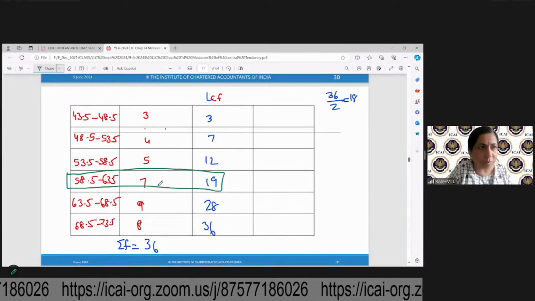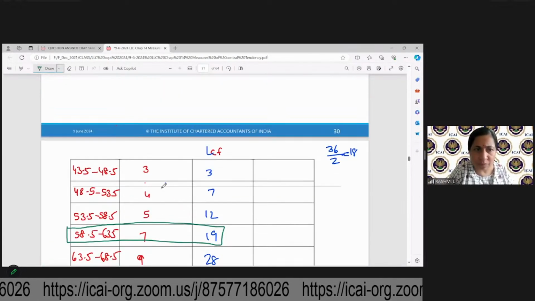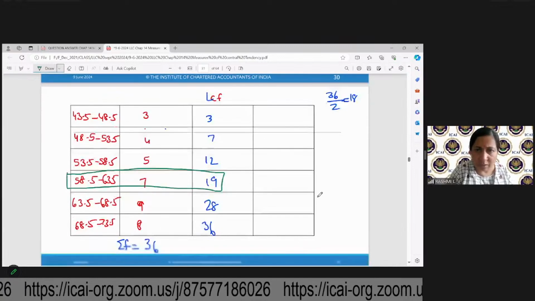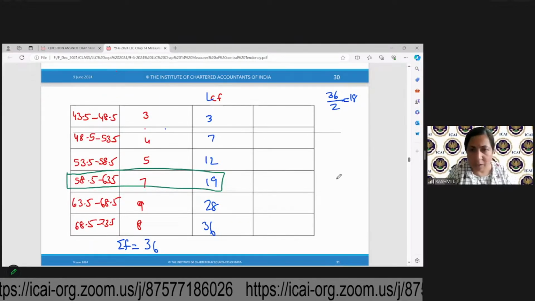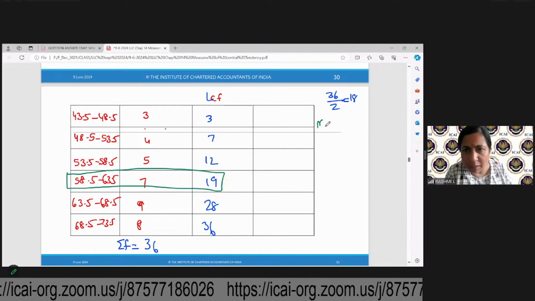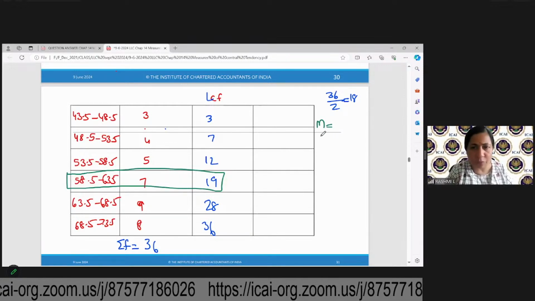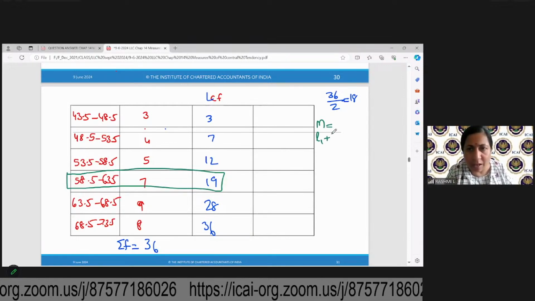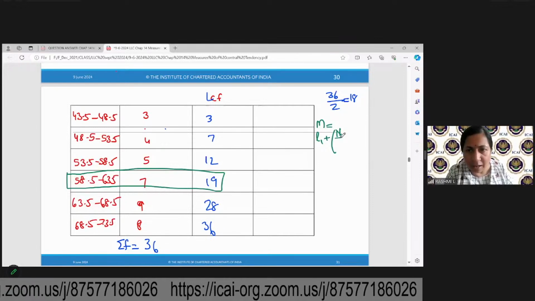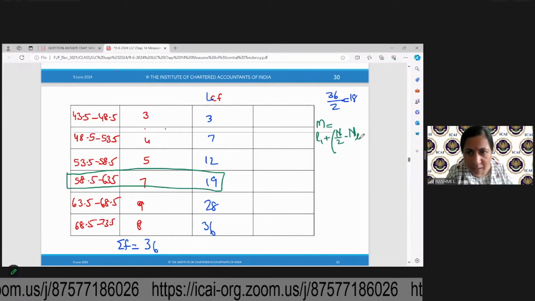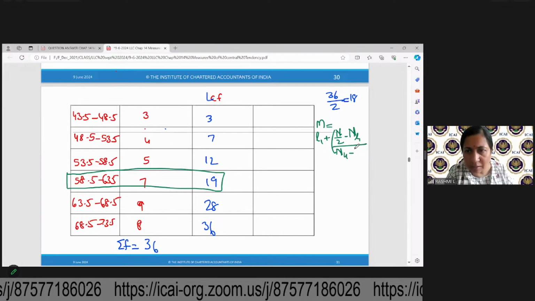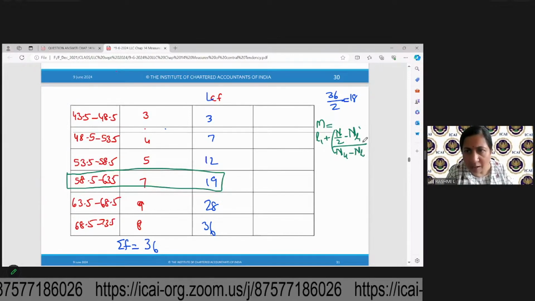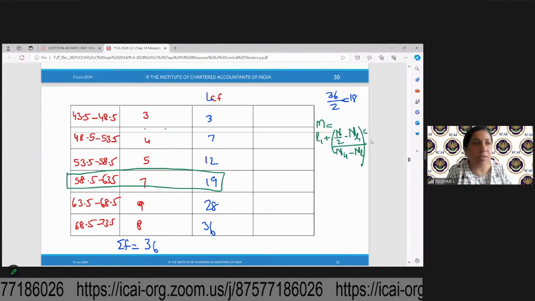What does my formula say? I can write it over here. Median for a group frequency is L1 plus n upon 2 minus NL, upon NU minus NL, into class interval.